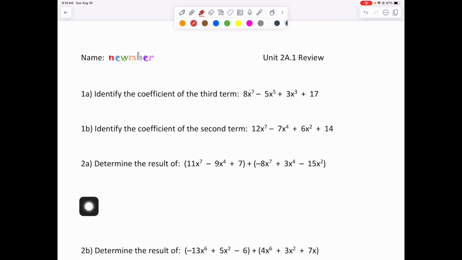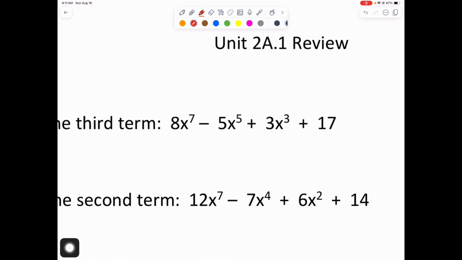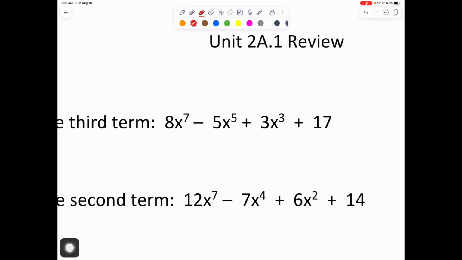So kicking it off with number 1, identify the coefficient of the third term. 8x to the 7th minus 5x to the 5th plus 3x to the 3rd plus 17 is an expression. We do not see an equal sign, so it is not an equation. Just to go over a quick refresher for Susie, we are going to start from left to right, and we're going to highlight each term. So 8x to the 7th will be your first term.